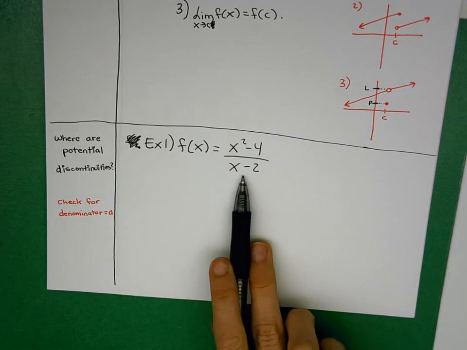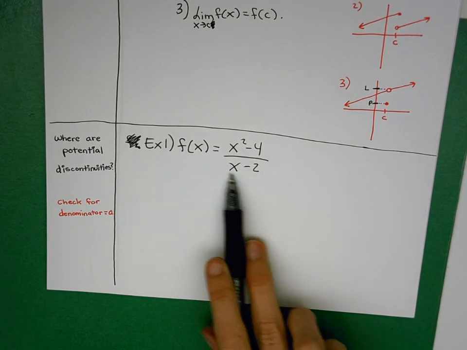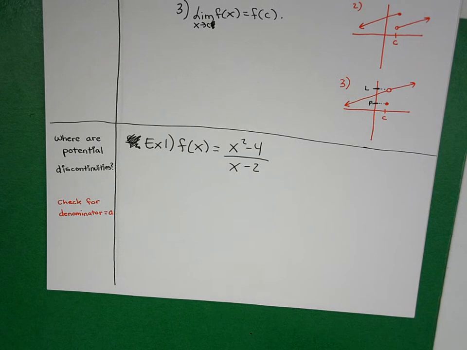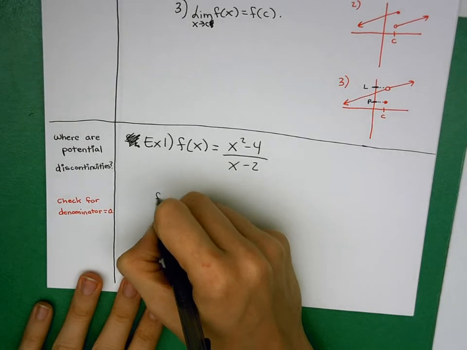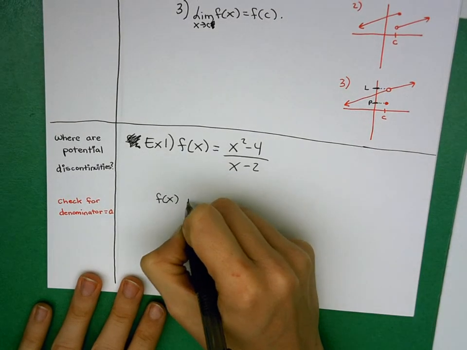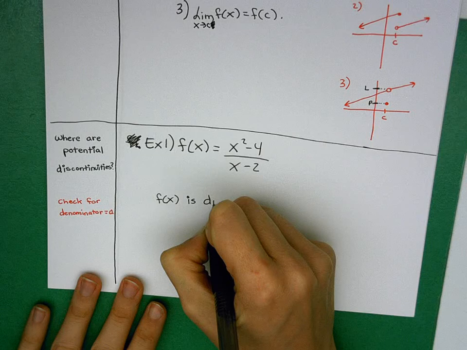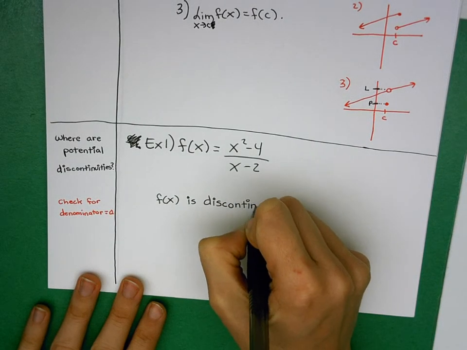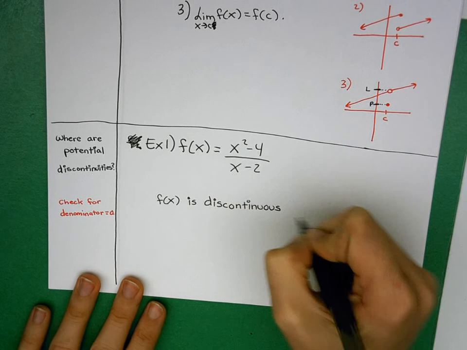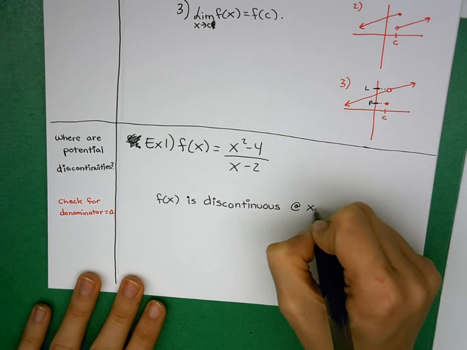And so in this case, if I were to figure out, well, what would make x minus 2 equal 0, the answer would be 2. Right? So we would say f of x is discontinuous at x equals 2.